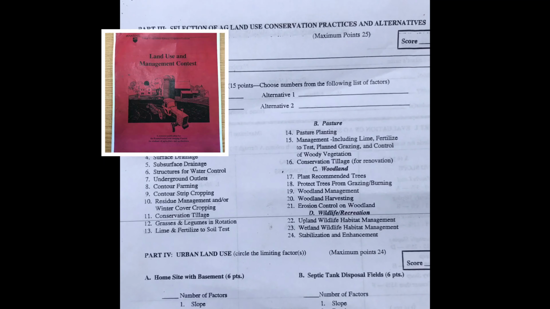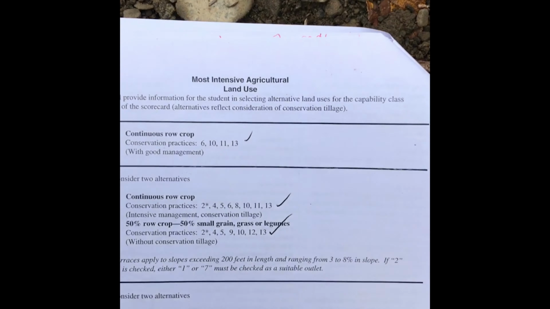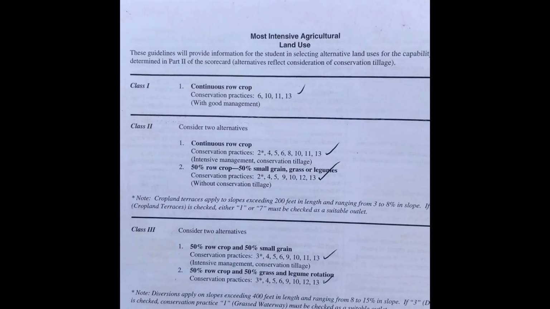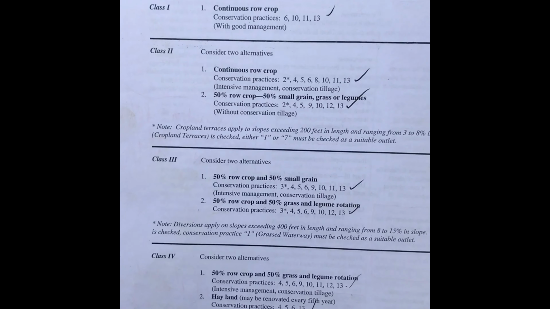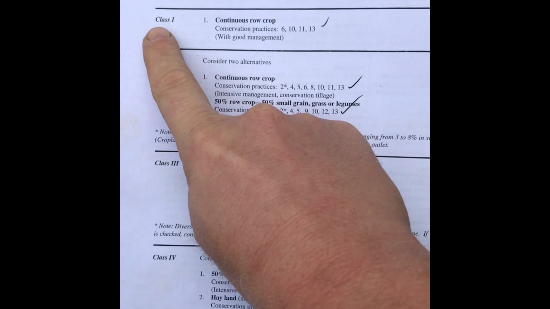Your teacher should have one. If your teacher does not have one, let me know and I can get it to you. But inside that manual, there is a page here, page 9. It lists the most intensive agricultural land uses and their classes, the soil class associated with it.